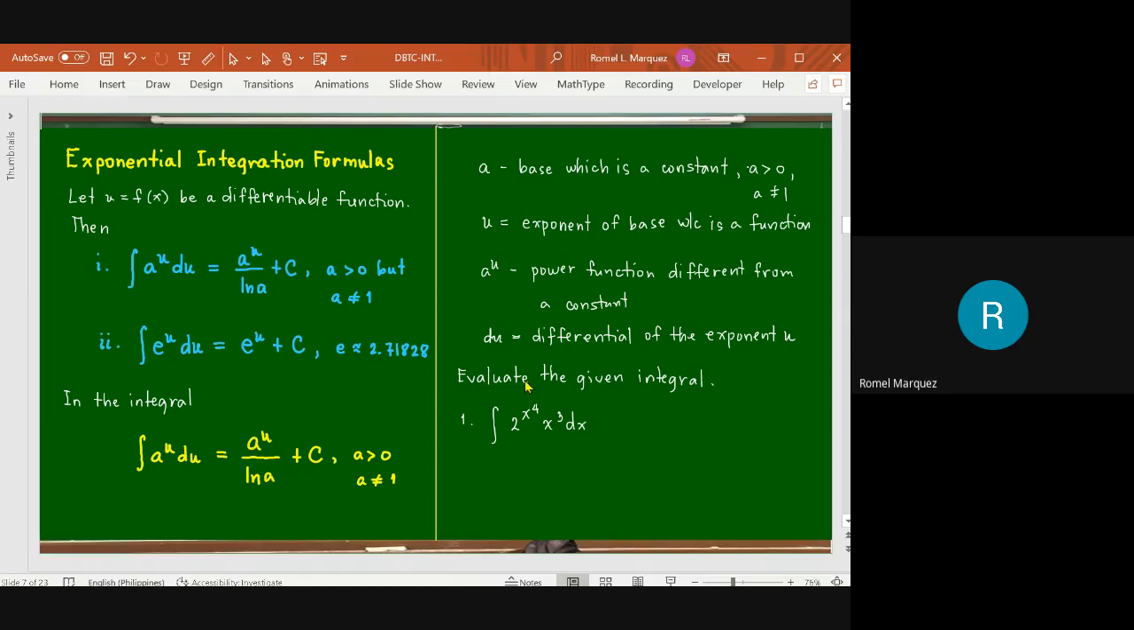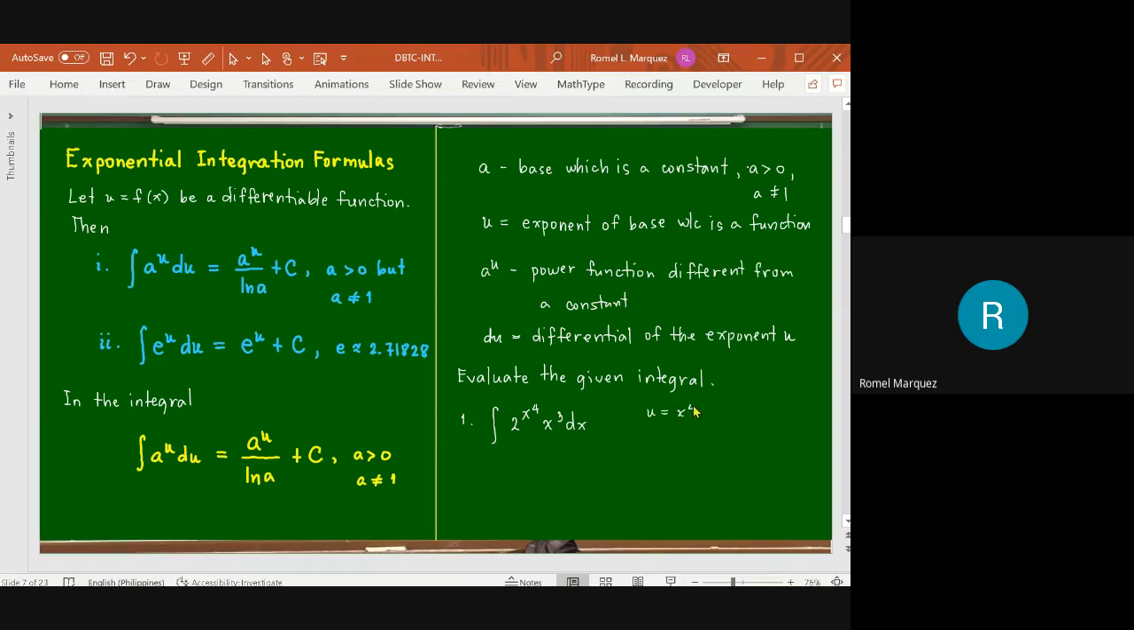Now, if you're going to look at the integrand, 2 to the x to the 4th, x cubed, there are two powers, no? One is 2 to the x to the 4th, and then the other one is x cubed. But if you look at x to the 4th, x cubed is possible to be its derivative, no? So it means what we are going to consider as power is the 2 to the x to the 4th. And since the base is constant, and the exponent is a function, then this is exponential integration. So let's check.